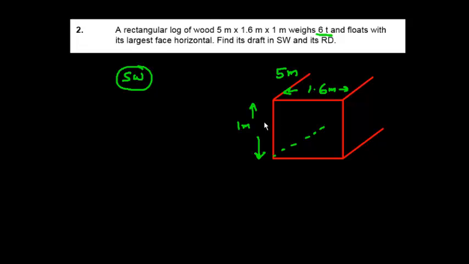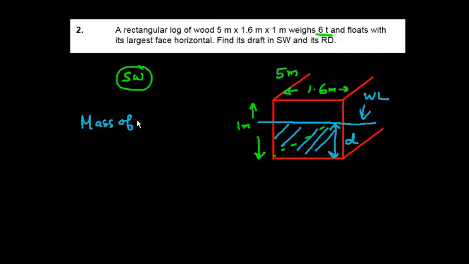So imagine it is floating like this. This is a water line, and this vertical distance is draft. So first of all, we need to find what is the underwater volume. Well, this is underwater volume. So mass of water displaced is this volume, which we need to find out.